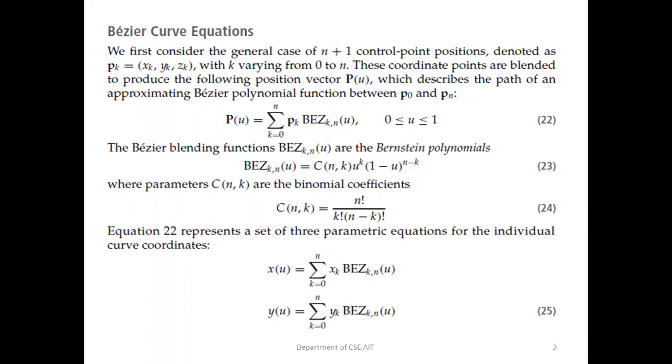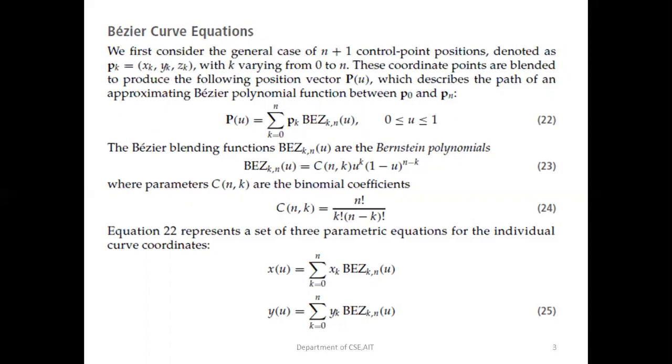Depending upon the number of control points we have, this P of k can vary from 0 to n. That means we can have one point P0, second point P1, and like this it can go up till P of n. These coordinate points will be blended so that we get one vector called P of u, which is the path of the approximating Bezier polynomial function between P0 and Pn. That means this P of u is a combination of all the points from P0 to Pn.